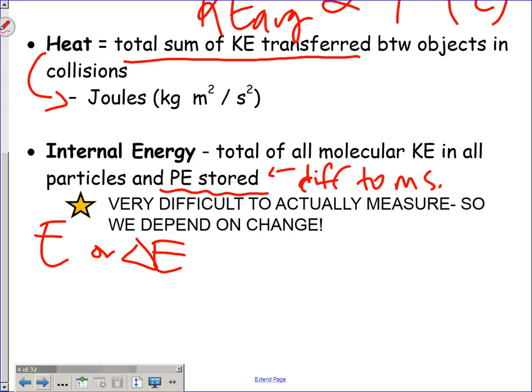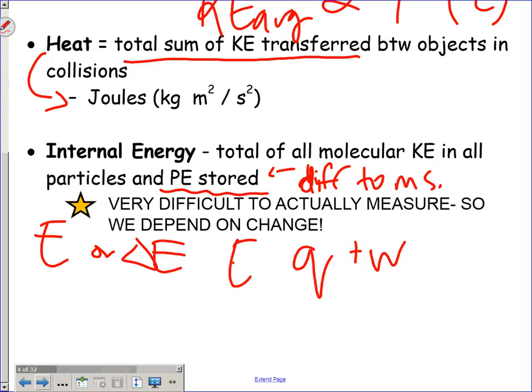So if you're difficult to measure and you're a part of a whole, if you can find the kinetic energy, that's fine, but if you can't find the potential energy, it's going to be relatively difficult to calculate the internal energy. So we can't really calculate that directly. We calculate it indirectly through the measurement of Q and work.